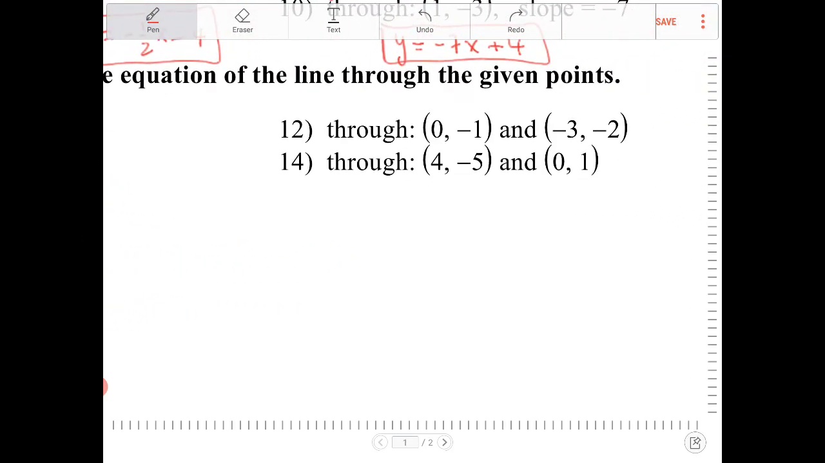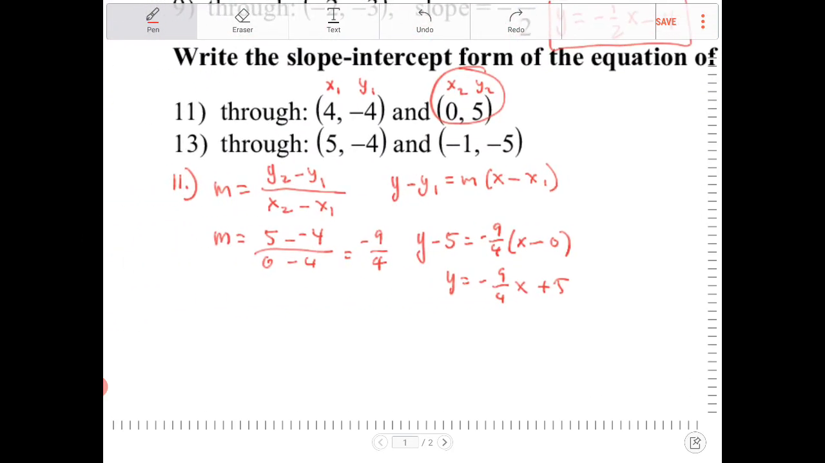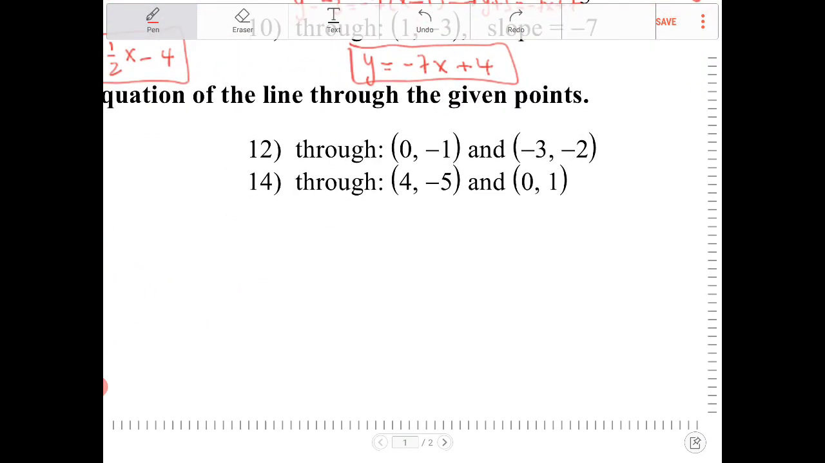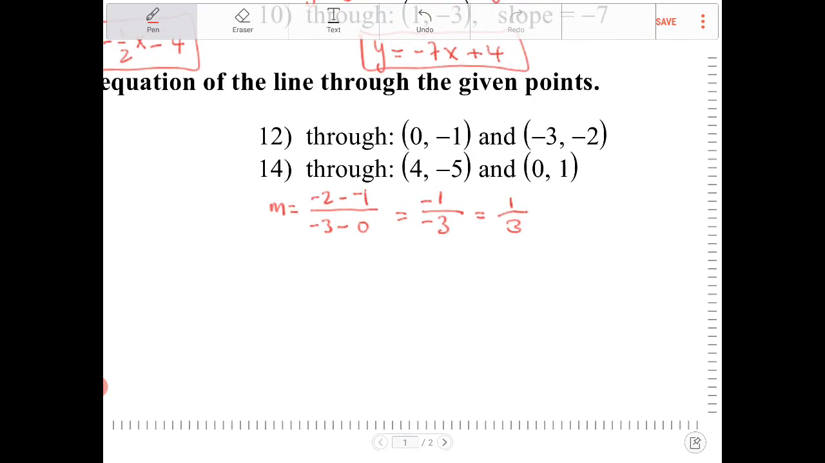And then moving on to question 12. Actually, I'm going to find out what m is first. So m is equal to negative 2 minus negative 1 over negative 3 minus 0. This is equal to negative 2 plus 1, which is negative 1, over negative 3, which is the same thing as positive 1/3, because you have two negatives, one in the numerator and one in the denominator.